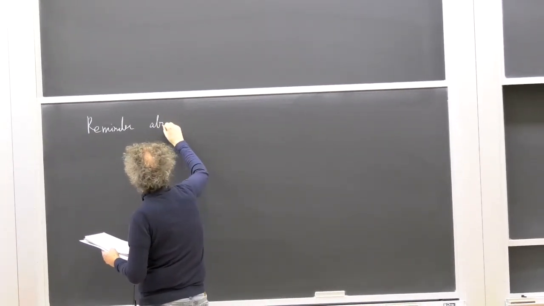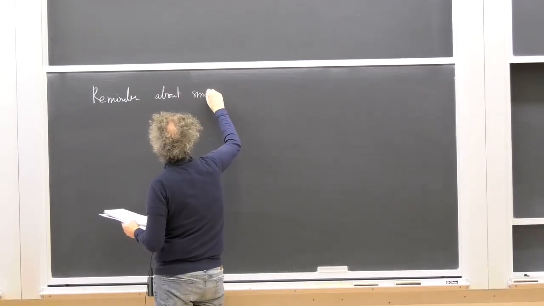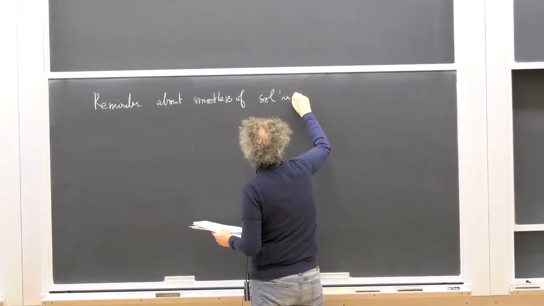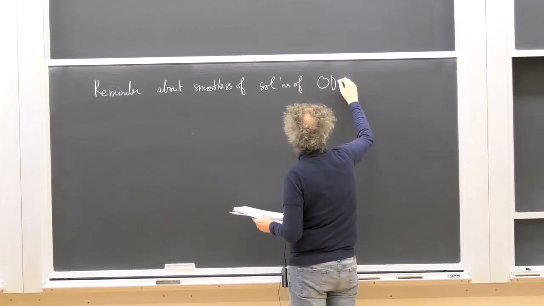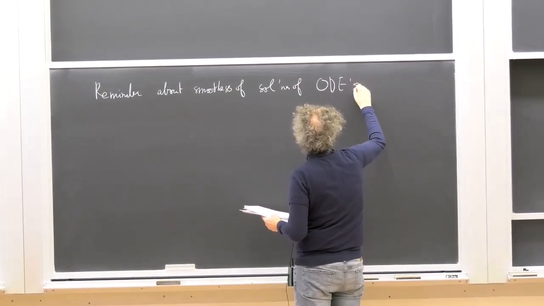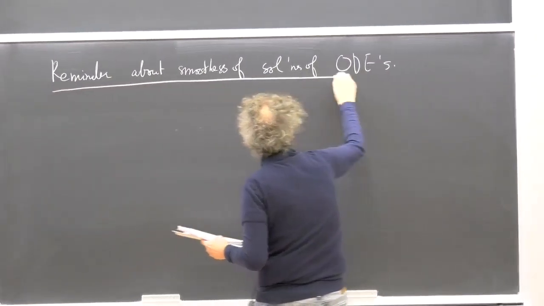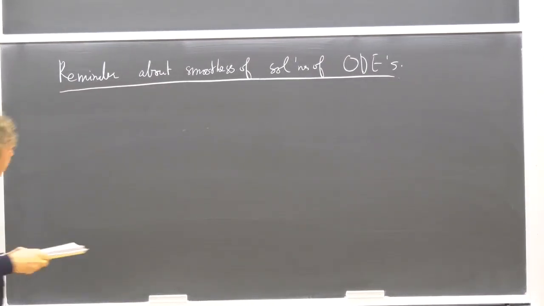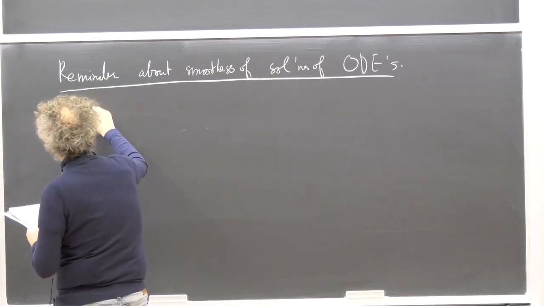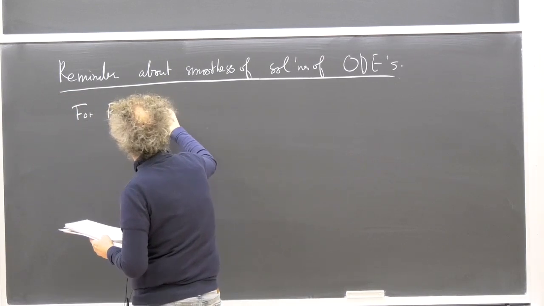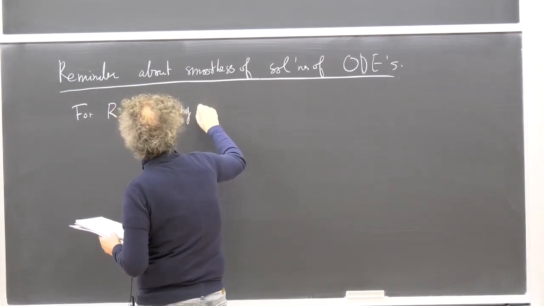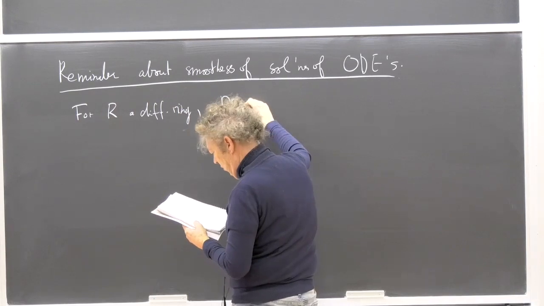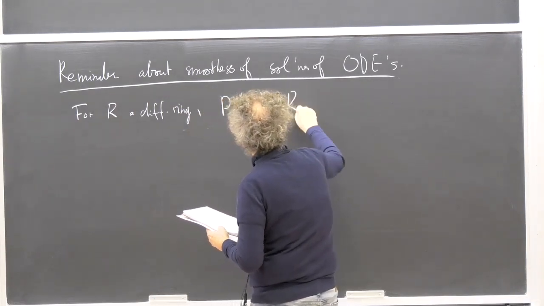Reminder about smoothness of solutions of ODEs. Right. So that is simply the following. Well, oh yeah. First, some notation for R, a differential ring. And P, a differential polynomial in one indeterminate.